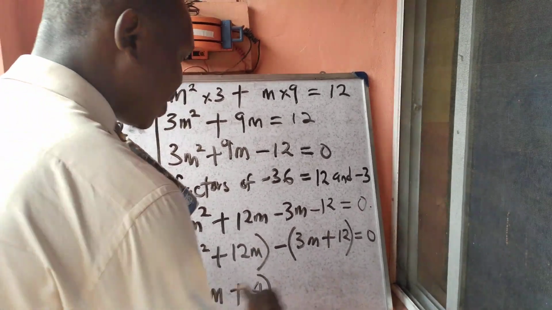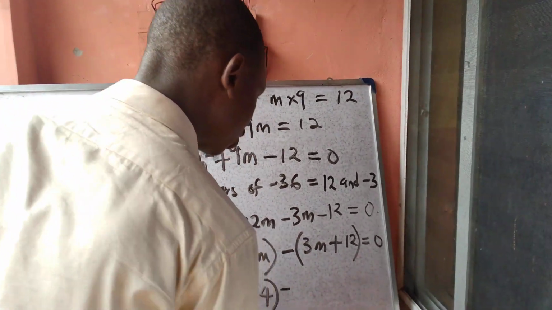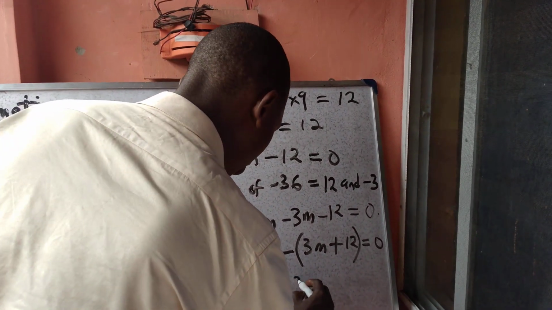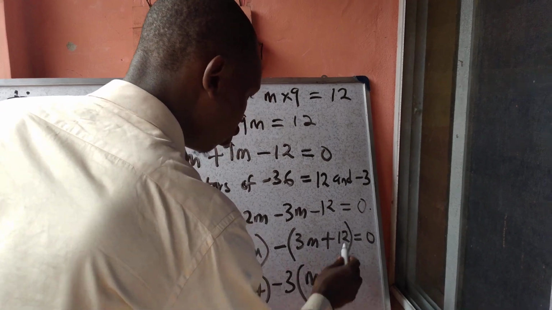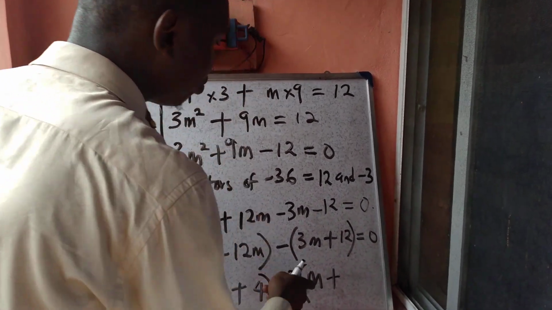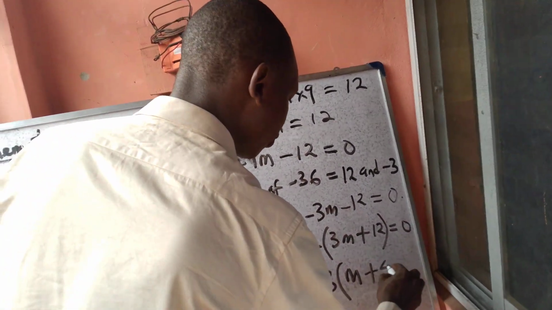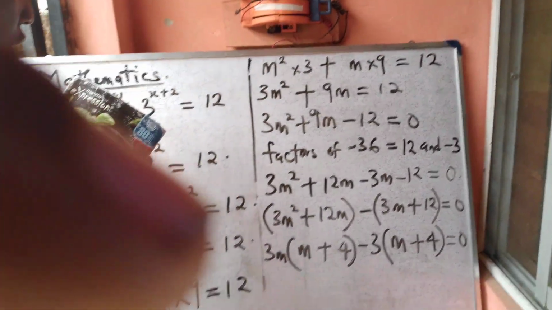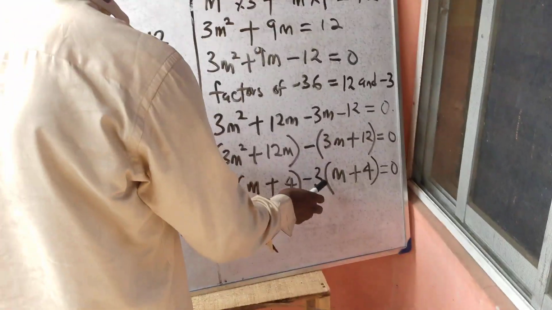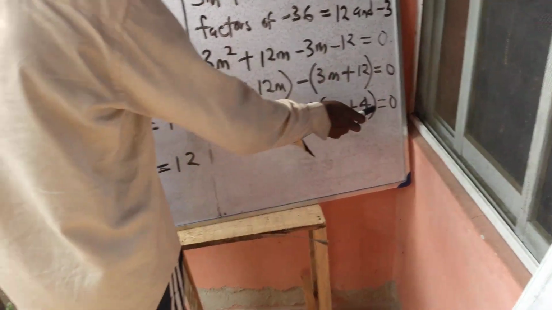Okay, so let's factorize this other bracket. This is minus. What is common here? I think 3 is common. So bring that 3 here, what will remain? m. If you simplify with 3, 3 goes into 12, 4 will come out. 4 will remain. Okay, so that is it. So 3 times m is 3m, 3 times 4 is 12.